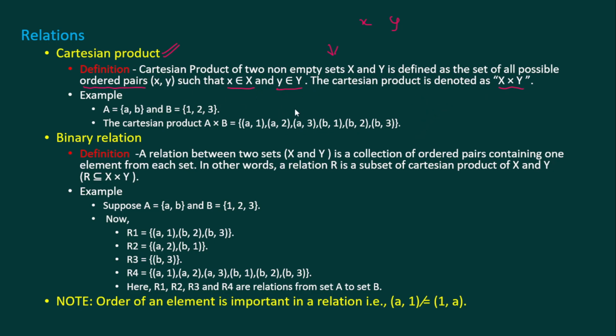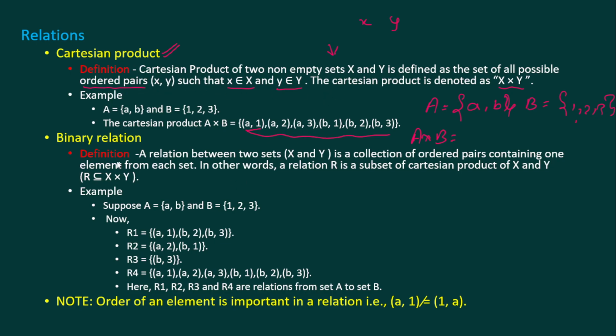So let's take an example. A is the set {A, B}, and another set B is {1, 2, 3}. The Cartesian product, A cross B, is nothing but the ordered pairs (x, y). Ordered pairs (x, y) means A with 1, A with 2 and A with 3. Similarly, B with 1, B with 2 and B with 3. So this is the Cartesian product. It is the ordered pairs.